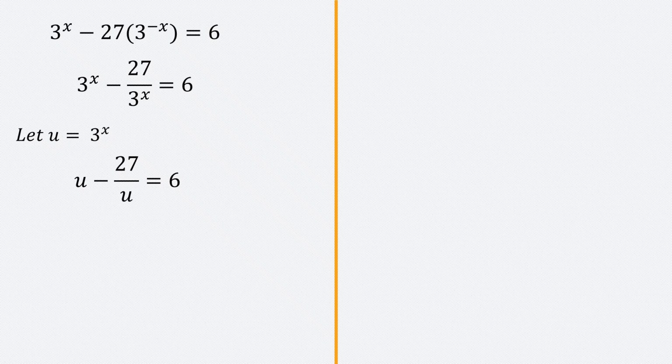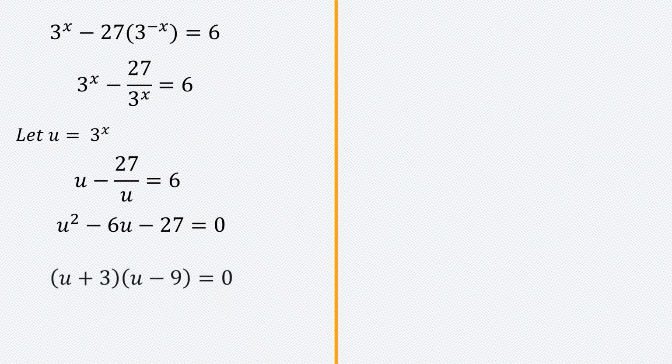At this point, you can multiply it through by u, and after rearranging everything, pushing everything to the left-hand side, you get u squared minus 6u minus 27 equals 0. So you factorize that equation, right? So you get u plus 3 in one bracket and u minus 9 in another bracket. And the solutions are u equals minus 3 or u equals 9.